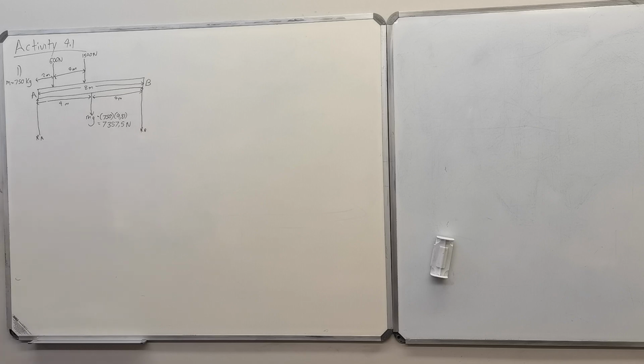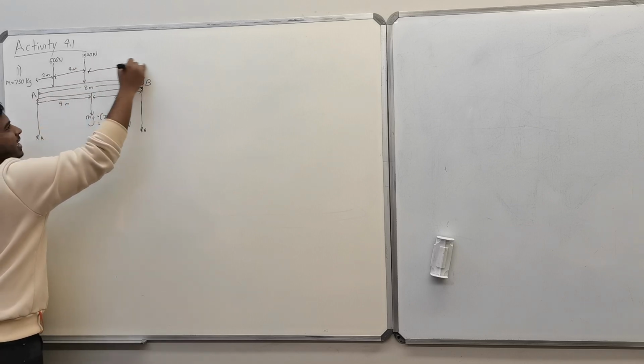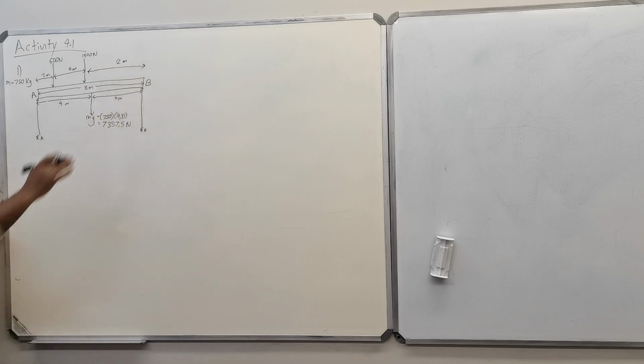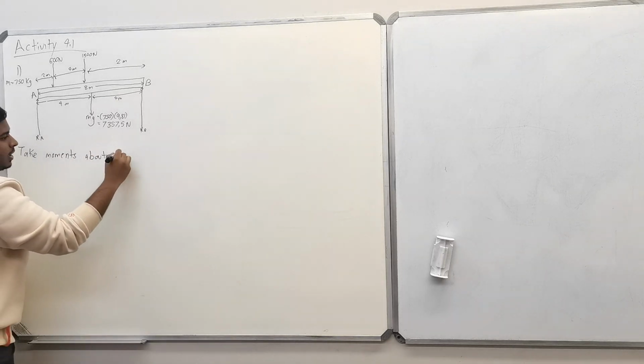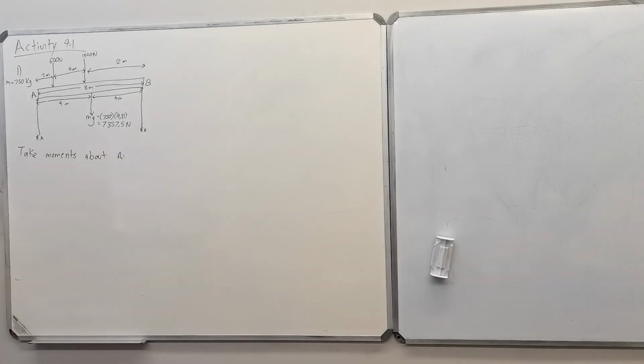Okay, so this remaining distance will be 2. Sorry guys, this diagram is not drawn to scale, right? Okay, this is everything. We have all our information. They want you to work out RA and RB. How would we start this question? You'll take the moments about A, okay? So you'll take moments about A.